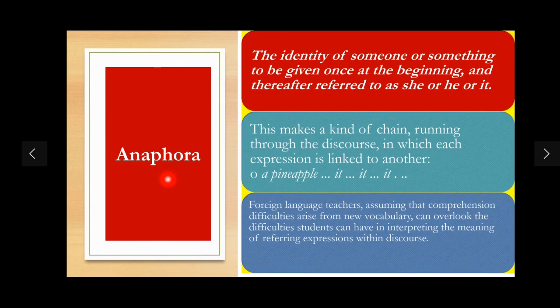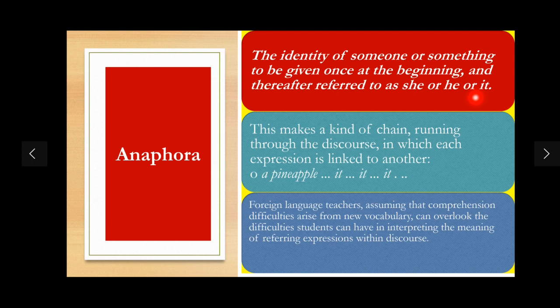the first example of referring expression we have is in the form of anaphoric reference. So what is anaphora? In anaphora, first we use a word, most often a noun, followed by a pronoun. For example, if I say Ahmad is my best friend, and then I say that he is of my age, and then I say he. So first I use a word and then it is followed by a referring expression. The identity of someone or something is given once at the beginning and thereafter referred to as she or he or it. If I say that I ate a mango and then I say it was delicious.